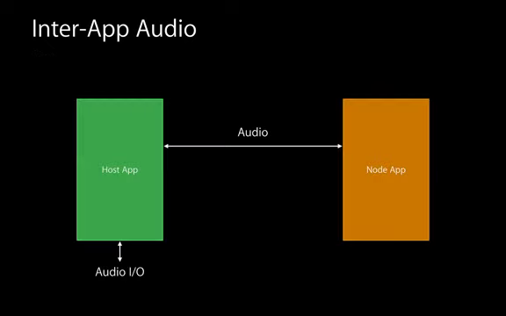But looking at how this works with the host app and a connected Node app, the Node app can be an instrument, an effect, or a generator, and the host app and Node app can send audio back and forth. In the case of an instrument, the host app can also send MIDI to that instrument app and receive audio back.